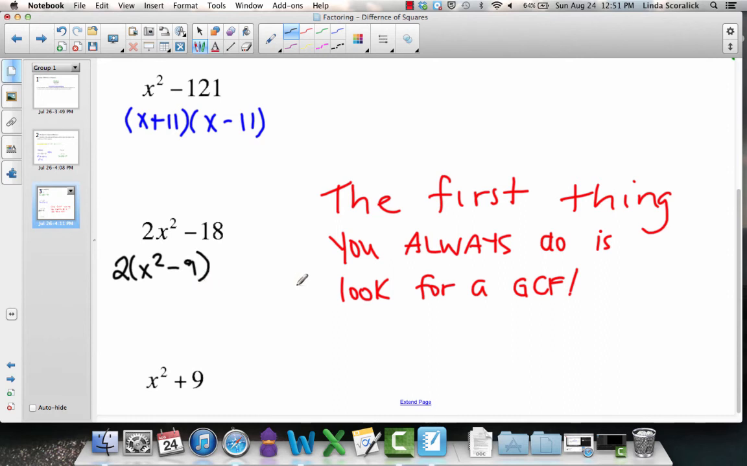And this is a great example of the directions, factor completely. In this case, when we look at what's left inside the parentheses, we should hopefully see that x squared and 9 are perfect squares. So we're going to leave our GCF of 2 on the outside, and the x squared minus 9 factors to be x plus 3 and x minus 3.